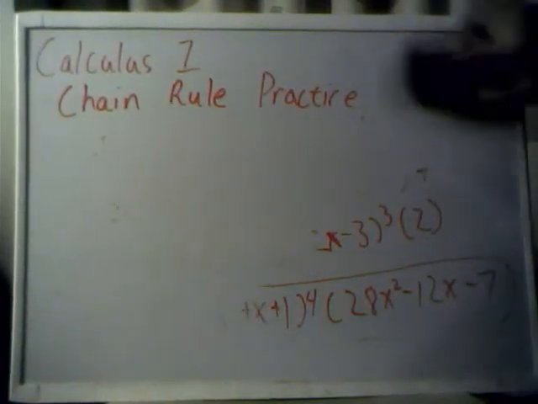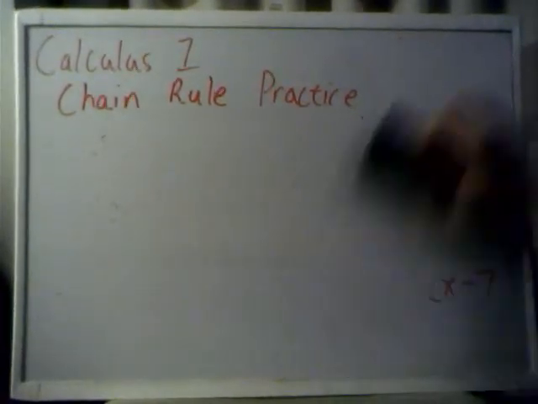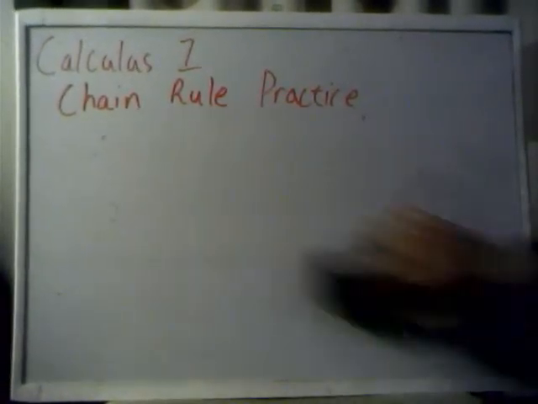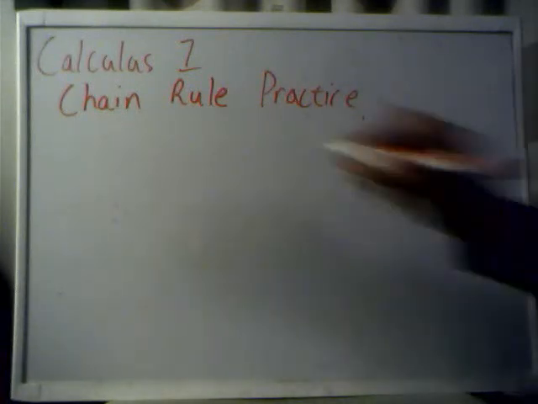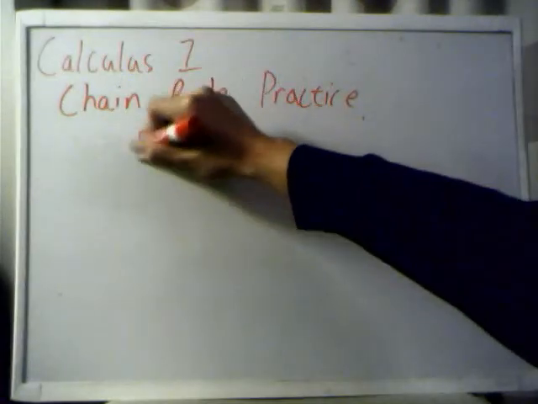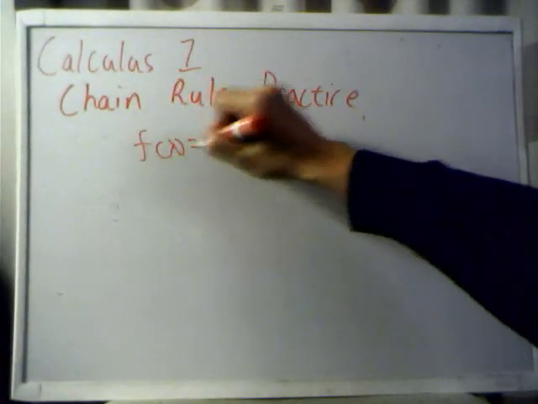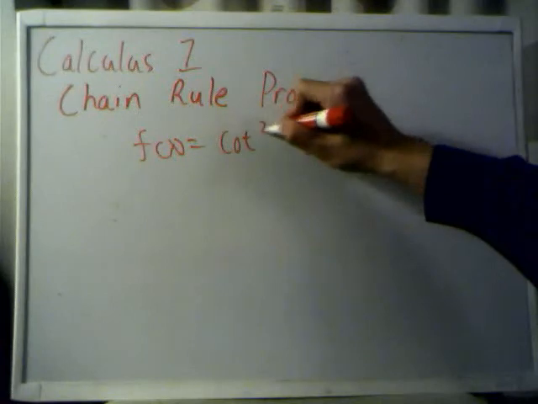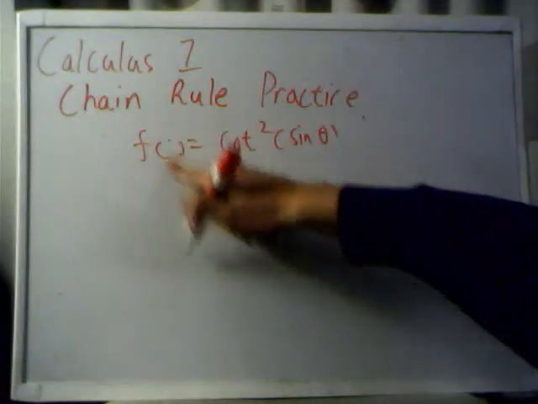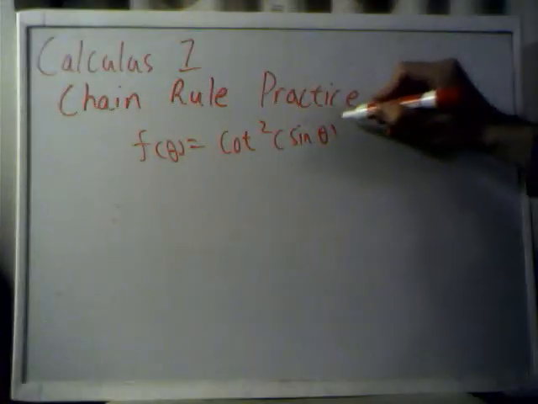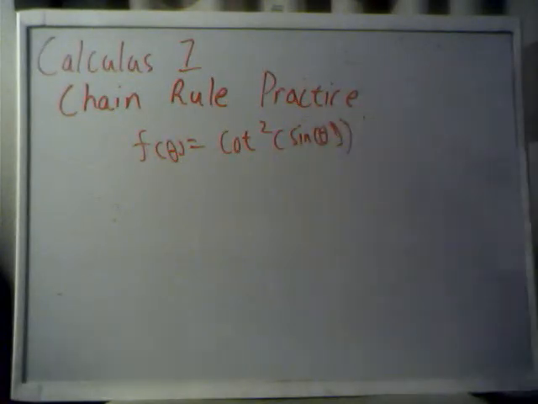Alright, so we did chain rule and product rule combined. Now let's do a problem where you have to use chain rule twice. And just to make things more interesting, let's use trigonometric functions. Okay, so f of x is equal to cotangent squared sine. Oh, that should be theta. Sine theta.